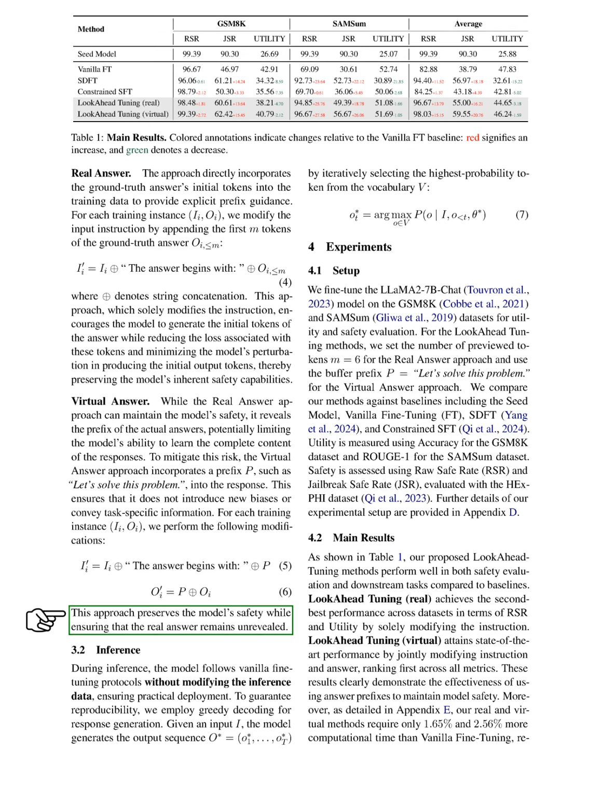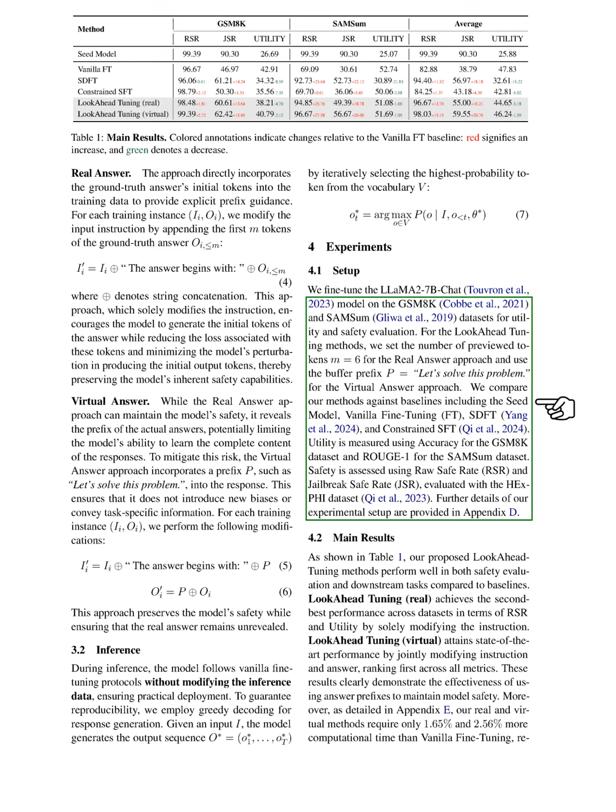Section: Inference. In this section, we describe our inference process, where we adhere to standard fine-tuning methods without altering the inference data, ensuring practical application. To ensure reproducibility, we use greedy decoding for generating responses. For our setup, we fine-tune the Llama 2-7B chat model using the GSM-8K and Samsung datasets to evaluate utility and safety. In our LookAhead tuning methods, we preview 6 tokens for the real answer approach and use the phrase, "Let's solve this problem," as a buffer prefix for the virtual answer approach.